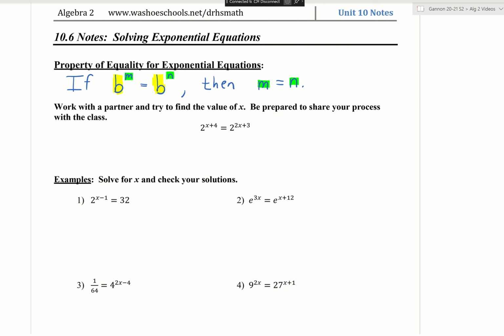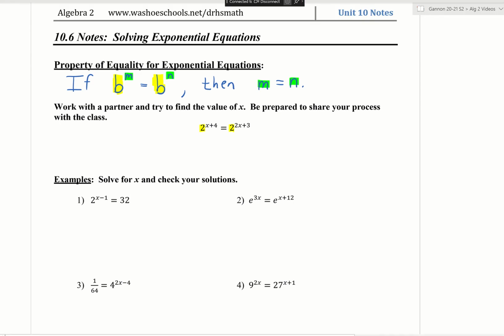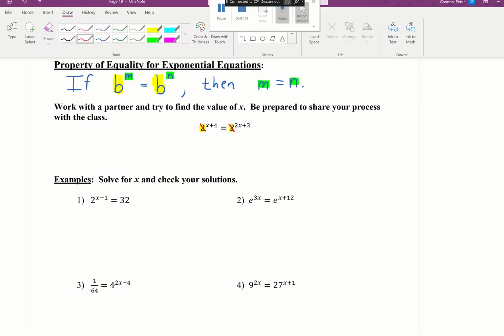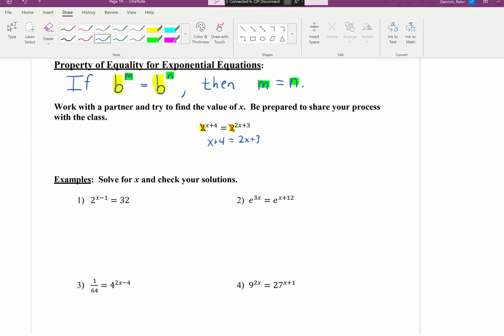So if we take a look at this example here where it's saying work with a partner. Okay, obviously we can't do that at the moment, but what you want to recognize is you've got 2 and 2 as the base of the exponential. A lot of times what I've heard people say in this case, once the bases are the same, is you just drop the base. You get rid of the base. Now we have x plus 4 equals 2x plus 3, and that's a pretty basic equation to solve.